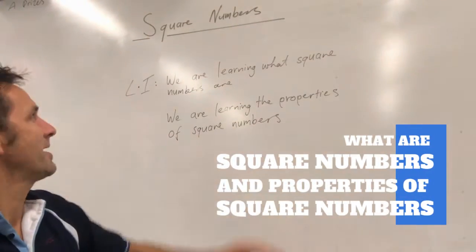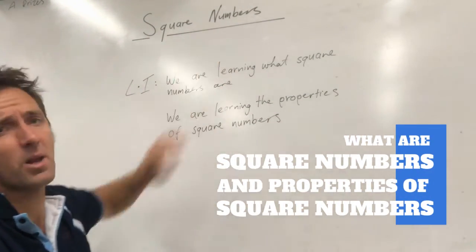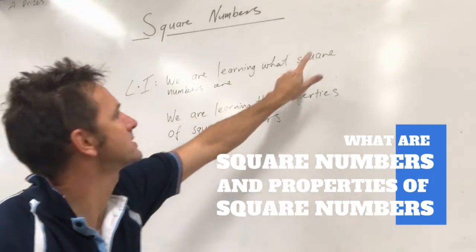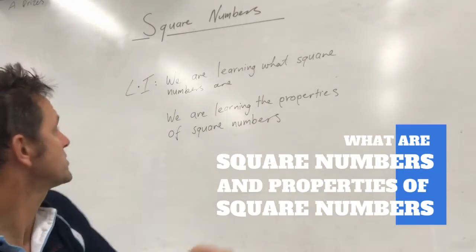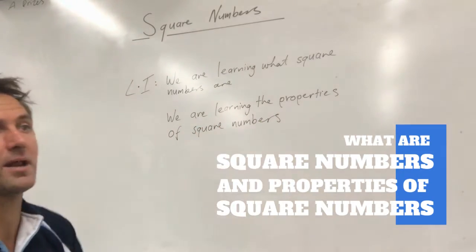Right, and 3 to 1, here we go. Today we are looking at square numbers. Our learning intention is we are learning what square numbers are. Our other learning intention is we are learning the properties of square numbers.